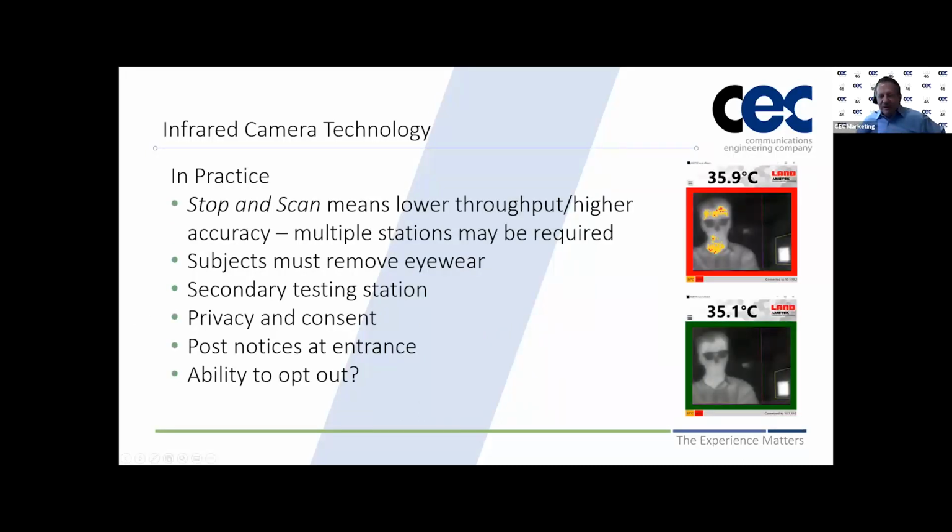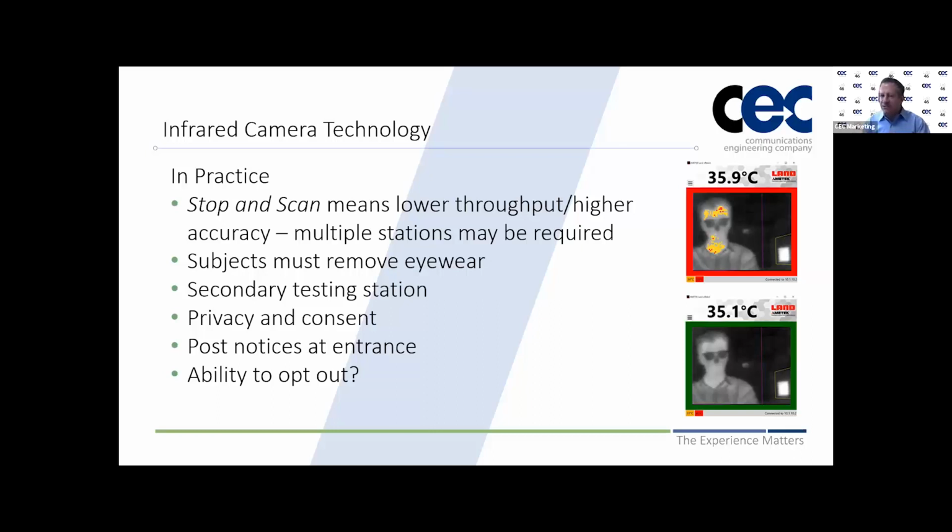So now that we've gone through the product and some of the things, let's talk about how, in practice, what the ideal situation would be. Certainly, knowing what we know now, you'd want to have that stop and scan configuration. Again, it would slow down that throughput, but you're going to gain accuracy there. You may need multiple lanes depending upon how many people are flowing through that entrance. You also, of course, need to have them remove the eyewear. And then you need to set up that secondary testing station.